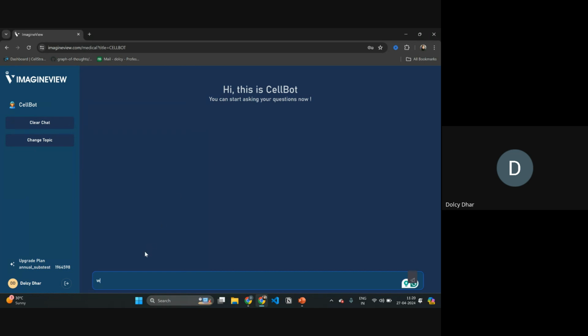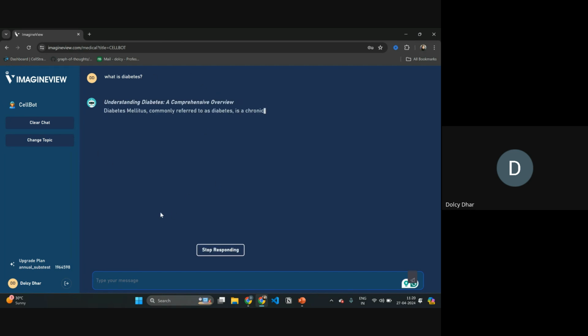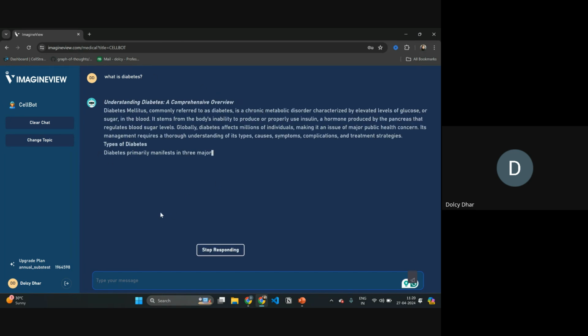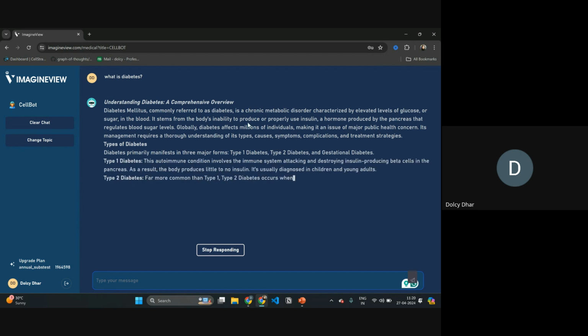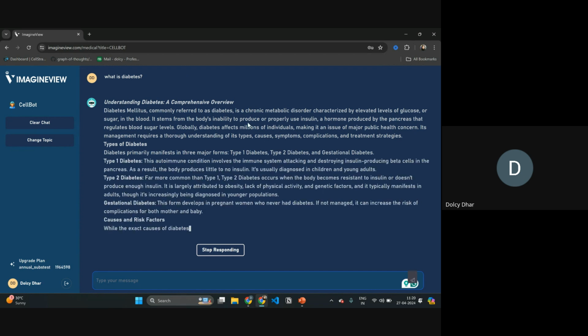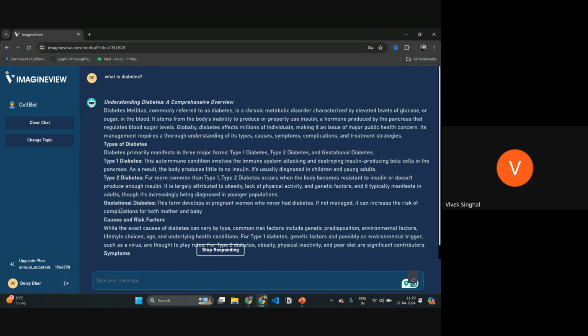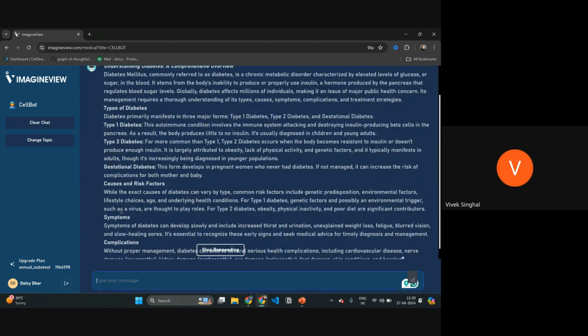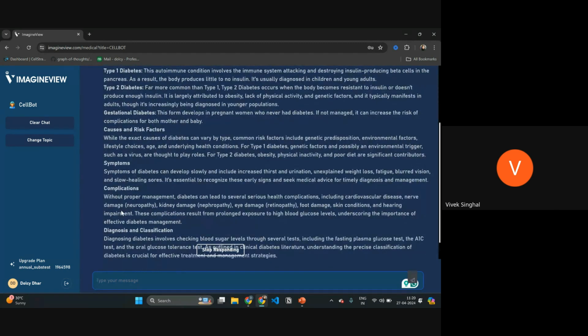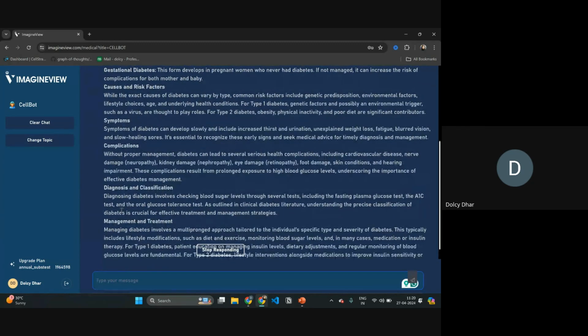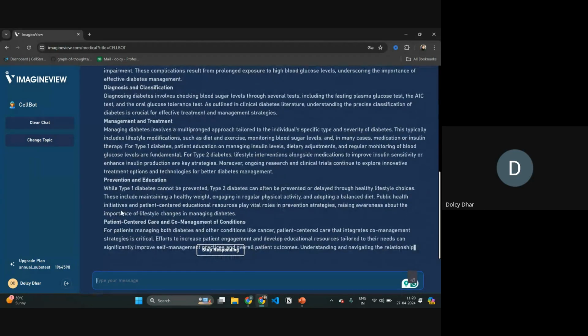So let's first have an idea: what is diabetes? Let's see what it responds. So right now we're using ChatGPT. So you are using ChatGPT, you inadvertently said. Oh no, sorry. We are using the GPT-4 API. Oh, GPT-4 API, yes.